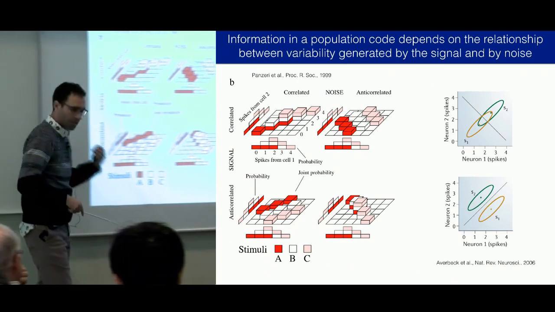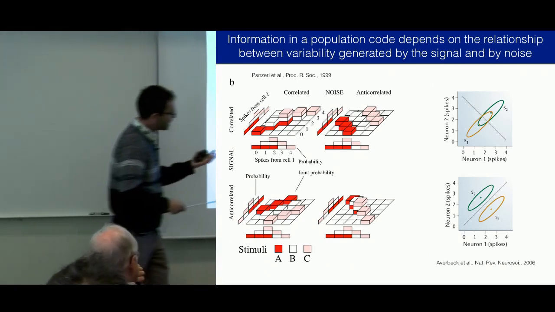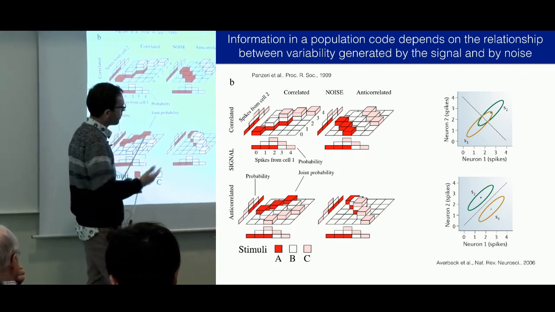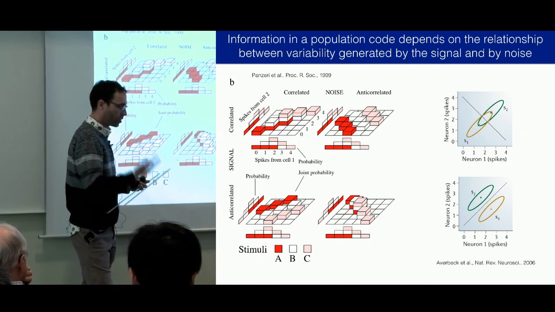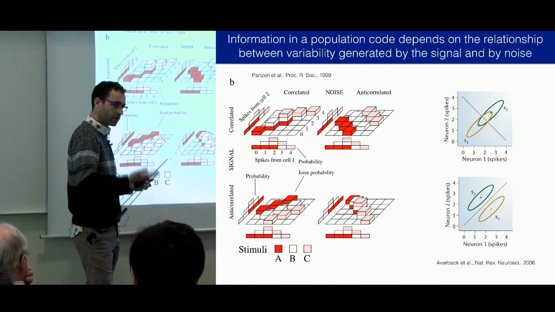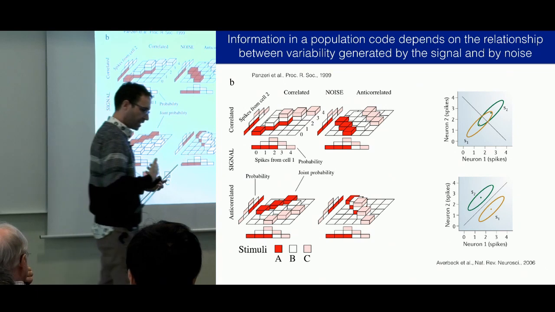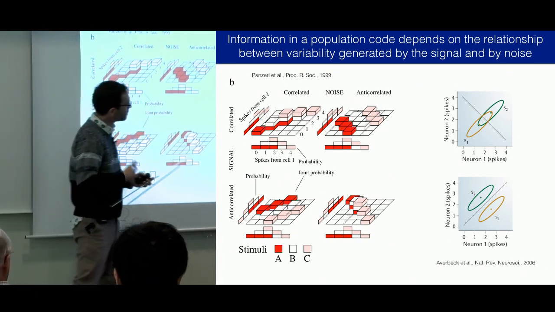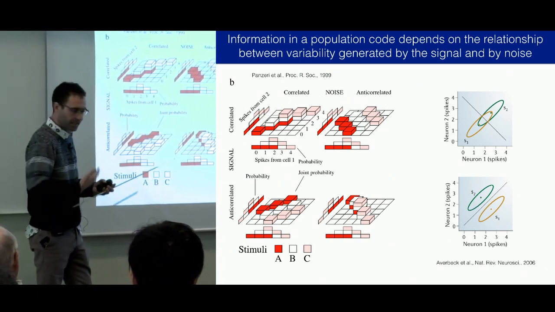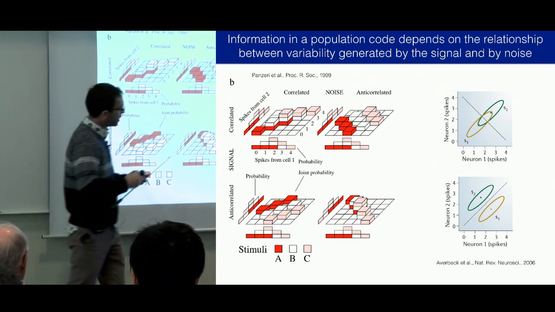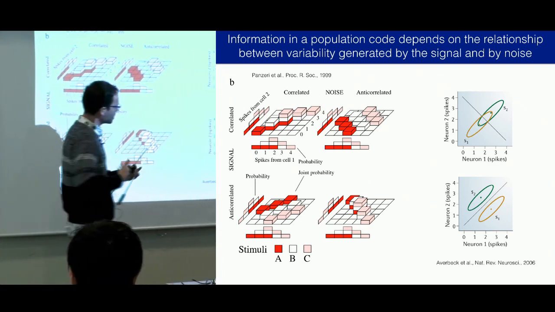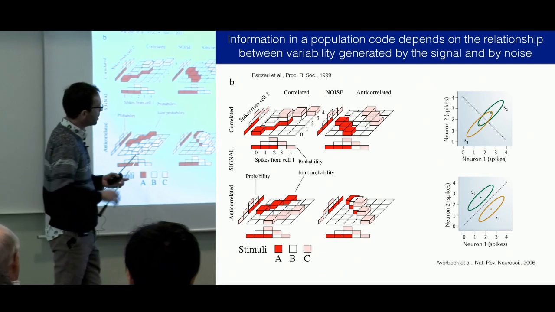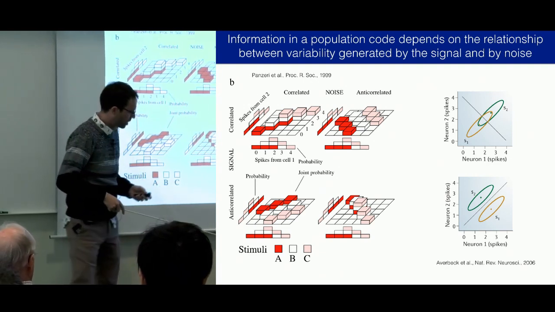Okay, so this is the essence, I think, of all this work on noise and sensory coding: situations where the variability generated by the noise and the variability generated by the stimuli are exploring similar regions are going to be problematic, whereas if they explore different regions, things are okay.